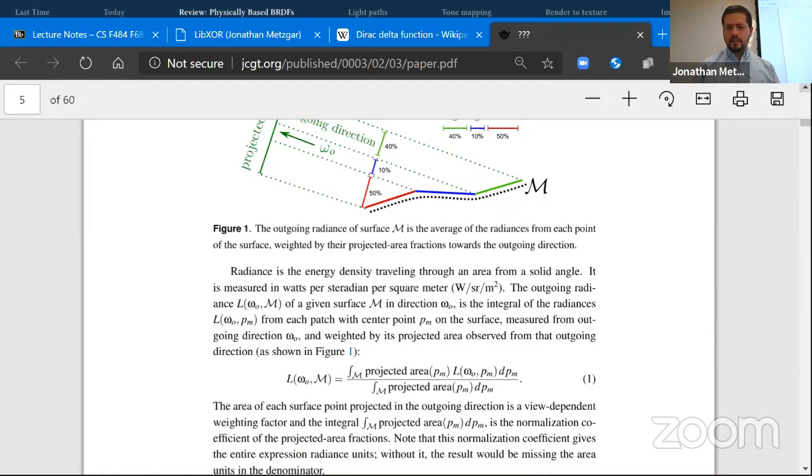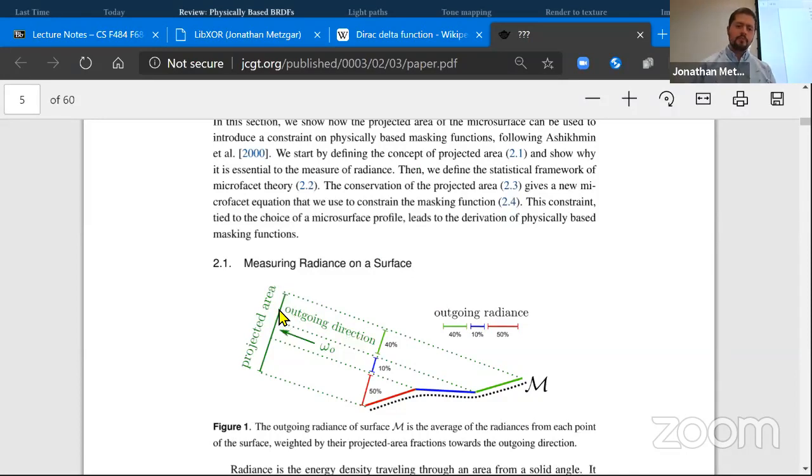This is kind of an idea of what's going on here: you have this idea of projected area. So maybe the facets pointing this direction is 50%, and maybe the facets going this direction is 10%, and the facets going this way is 40%. And projected area is basically measuring how much light then comes from facets pointing in that direction, okay? And so that's how we measure radiance on a surface.